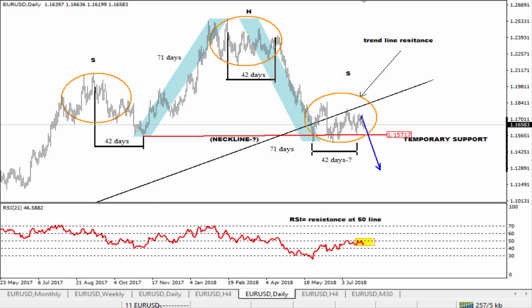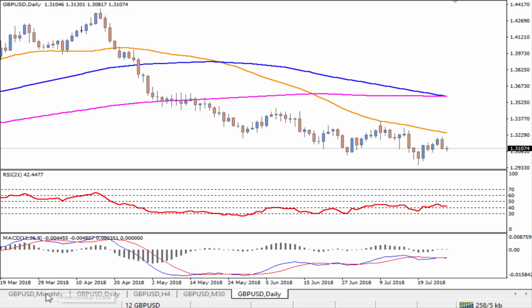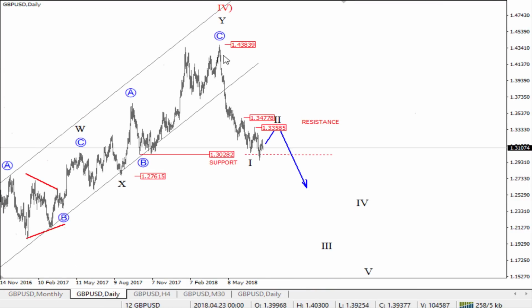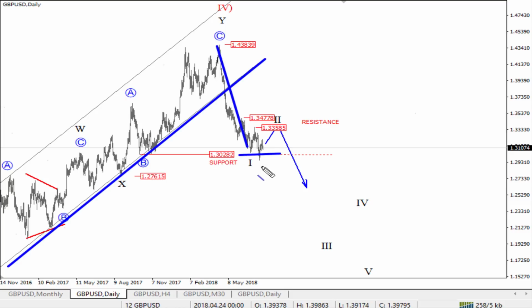Okay, now let's take a look at cable. Now cable is also bearish, even more aggressive to the downside if we consider this very strong move through this 2016 channel support. So clearly the trend is to the downside, but we have seen some spike recently below the 1.3 level.